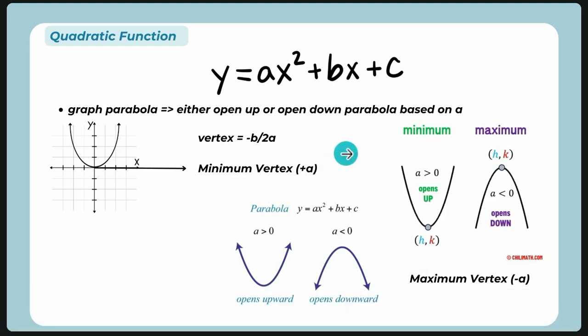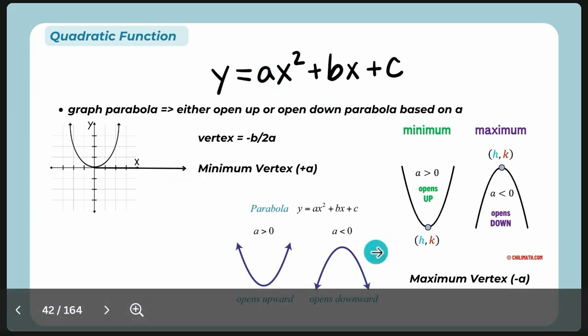All right. Now I'm going to be explaining quadratic functions. So quadratic functions have this equation, which is ax squared plus bx plus c. So your a determines whether you have an open up or an open down parabola. Whenever you have a positive a, you have an open up parabola. Whenever you have a negative a, you have an open down parabola.